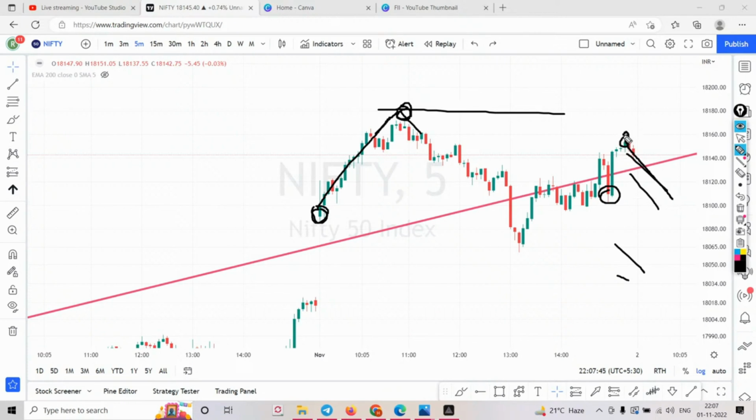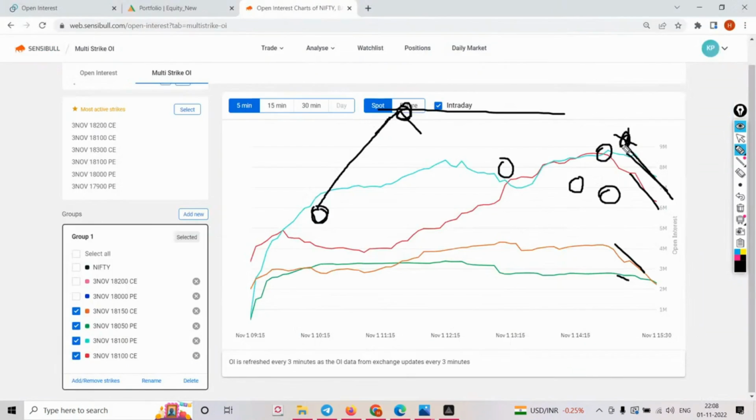People who might have gone short here, maybe selling this short, might have exited with loss, or they might have exited their position with the profit. You're getting my point. I cannot explain each and everything, so this is the way this happens.